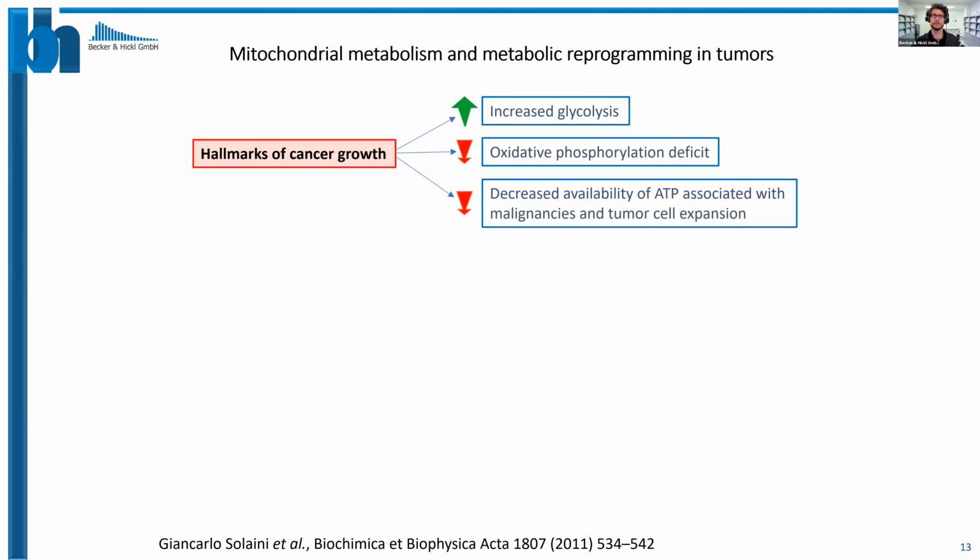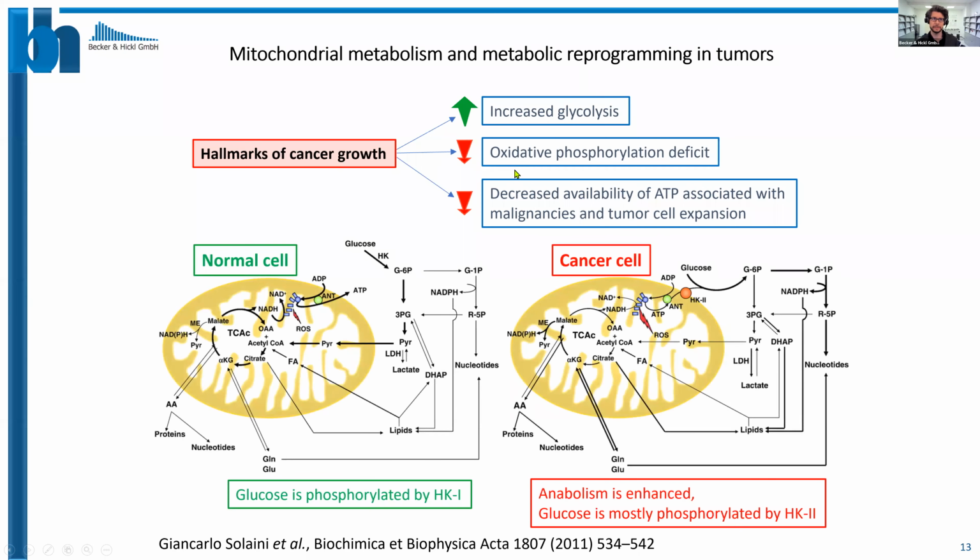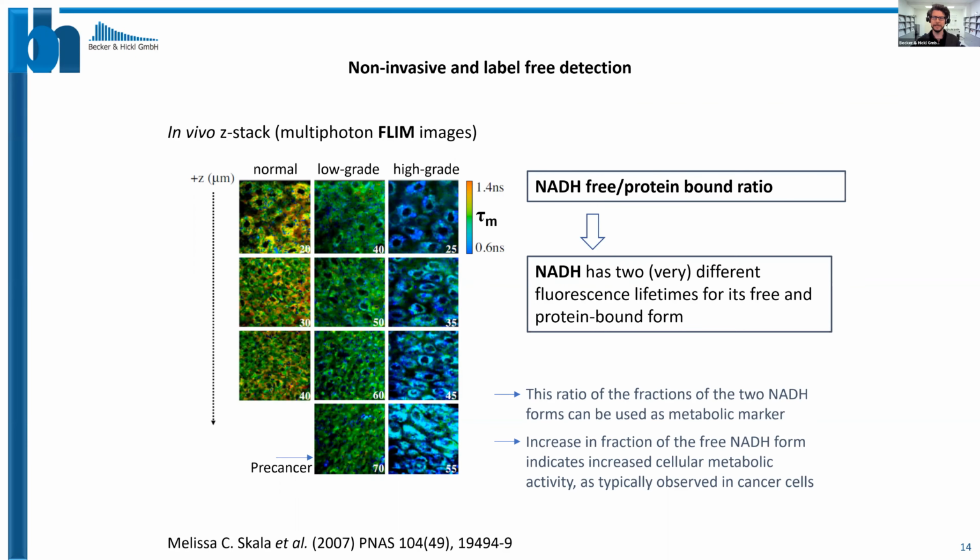So first, you need to have a look into the mitochondrial metabolism and metabolic reprogramming in tumors. What are the hallmarks of cancer growth? In cancer, you have increased glycolysis and an oxidative phosphorylation deficit, like you can see in the sketches here for a normal cell and a cancer cell here on the right. Interestingly, there is an endogenous fluorophore within the cells. This is the very well-known NADH that has two forms, a free and a protein-bound one. They have pretty much the same spectra, but you can distinguish them very well by fluorescence lifetime.